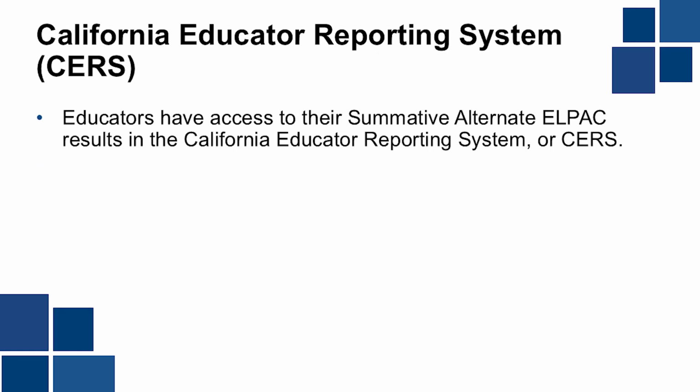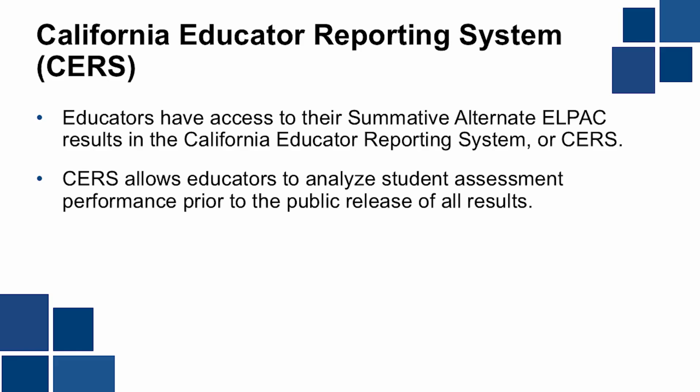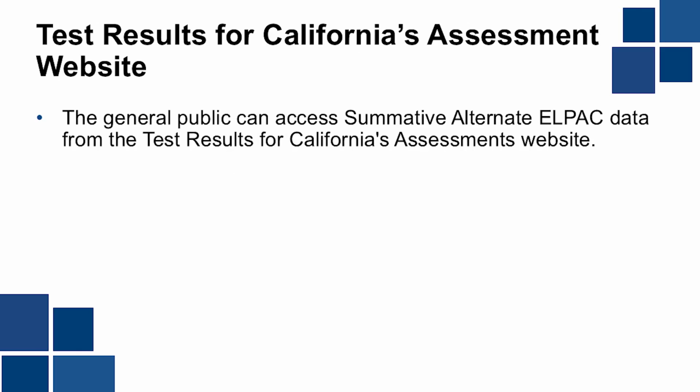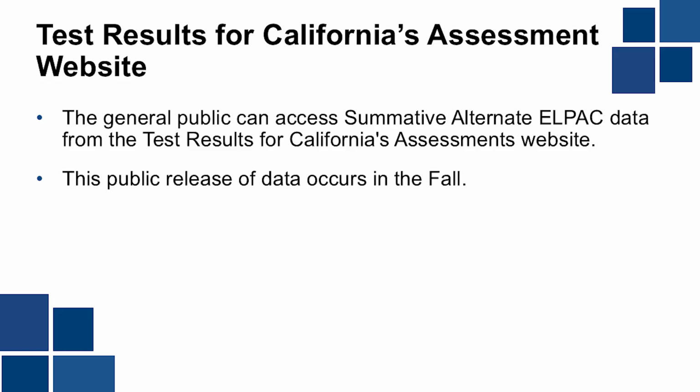Educators have access to their Summative Alternate ELPAC results in the California Educator Reporting System, or CERS. CERS allows educators to analyze student assessment performance prior to the public release of all results, which occurs in the fall. The general public can access Summative Alternate ELPAC data from the California Department of Education's Test Results for California's Assessments website. The public release of data occurs in the fall. Since these results are public, they are aggregate results and no specific student scores are available.